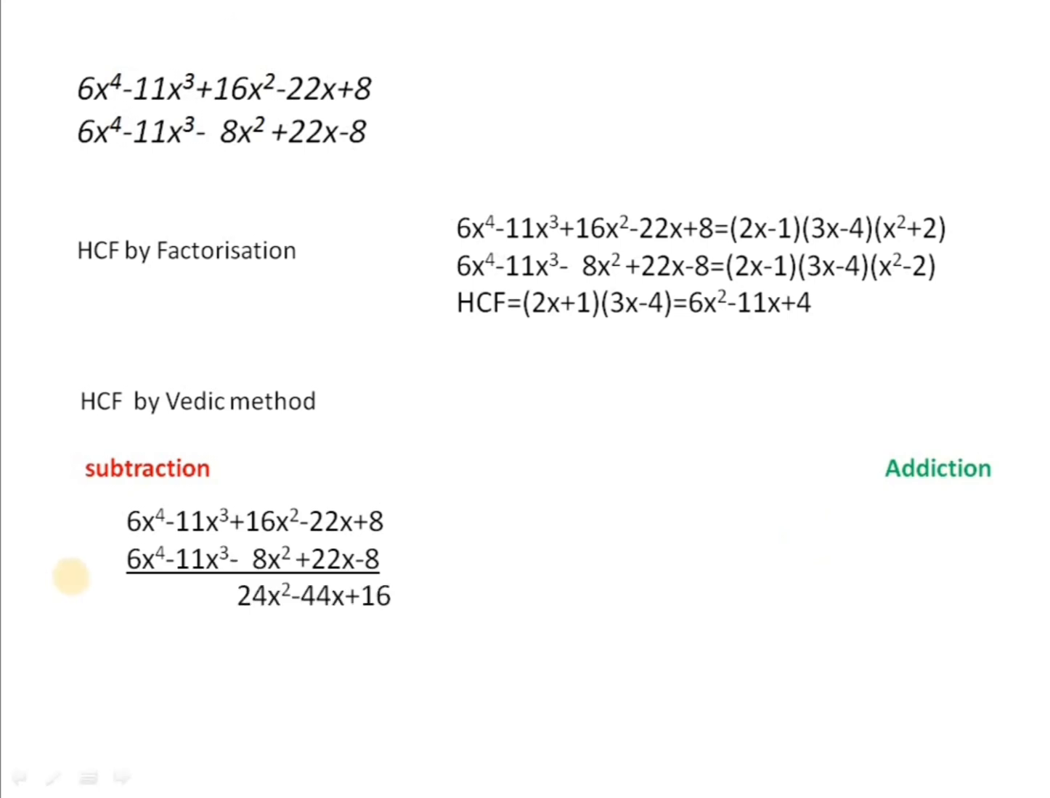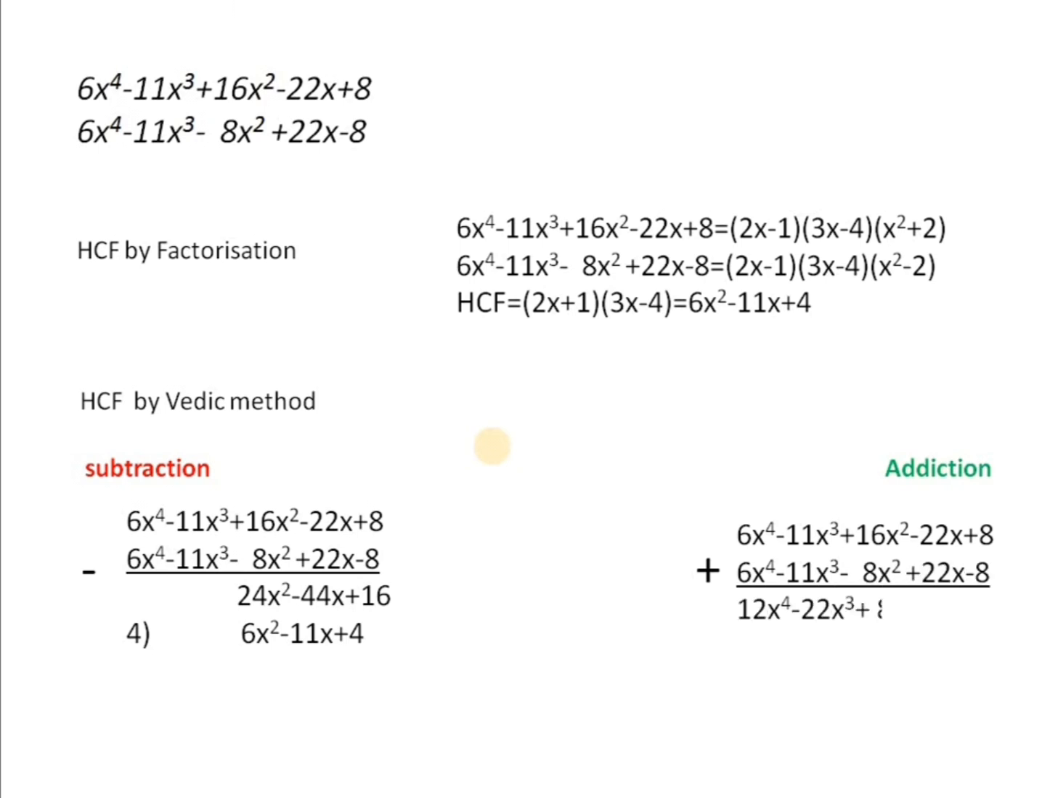Initially you will try to subtract, and if you observe, the highest term gets cancelled and the second term gets cancelled as well. So we are left with 24x square minus 44x plus 16. We observe that 4 is common and we divide by 4. So we are left with the expression 6x square minus 11x plus 4. Now we are going to try to eliminate the constant, that is the lowest term.